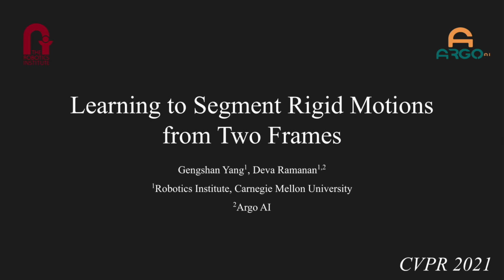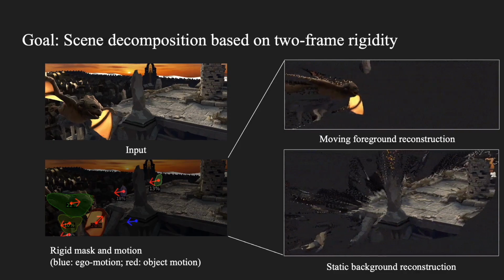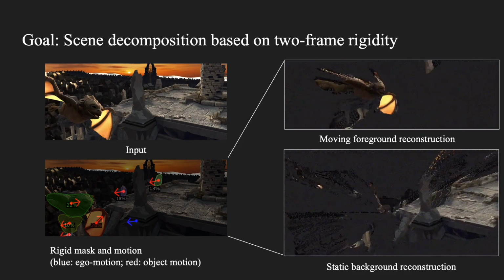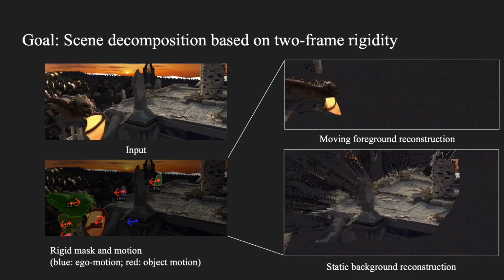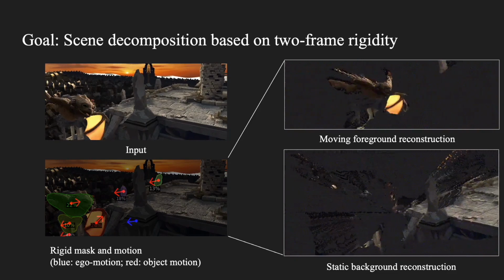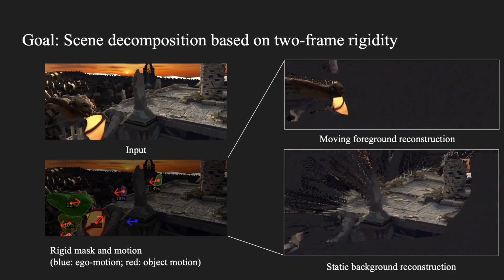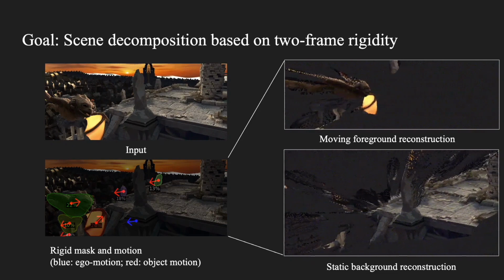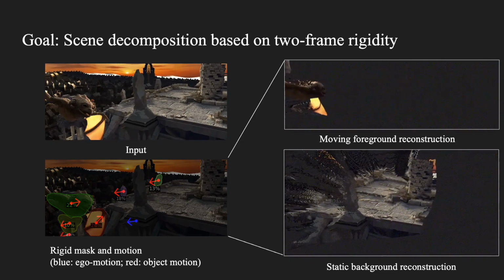We present our work, Learning to Segment Rigid Motions from Two Frames. Our goal is to decompose a scene into a background and multiple moving instances based on their rigidity. Given two consecutive frames, we design a neural architecture to jointly regress the background pixel mask and rigid instance pixel masks from the measured 3D motion field.